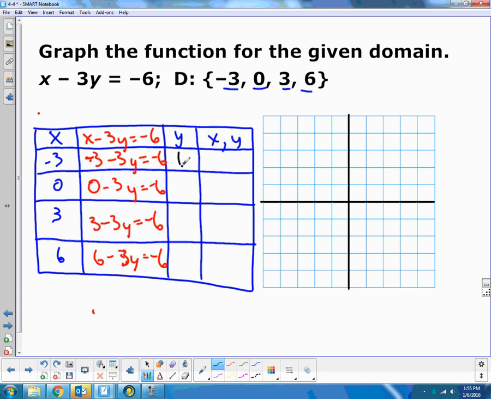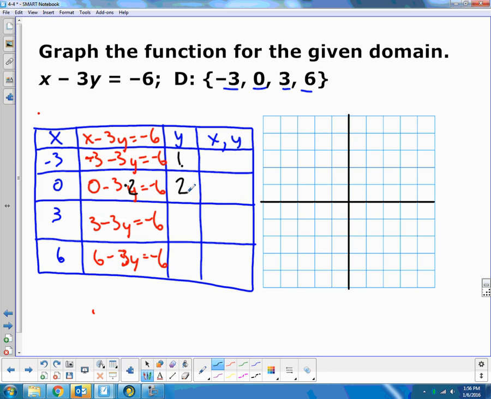Let's try the next one. So 0 minus something equals negative 6. Well, I know that 0 minus 6 would be negative 6. So that means that y would have to be 2. Because 3 times 2 is 6, and 0 minus 6 is going to give me negative 6. So y has to be 2 in this one.